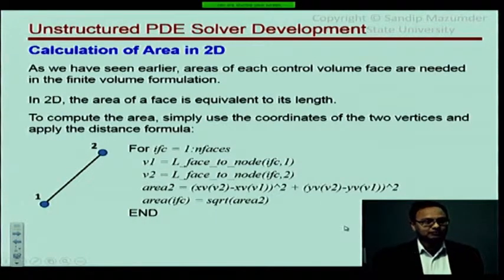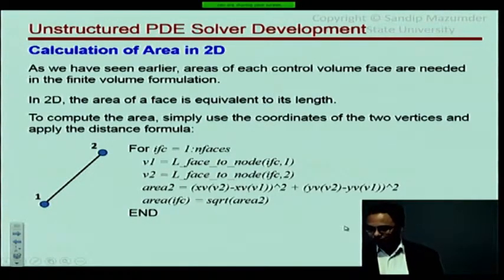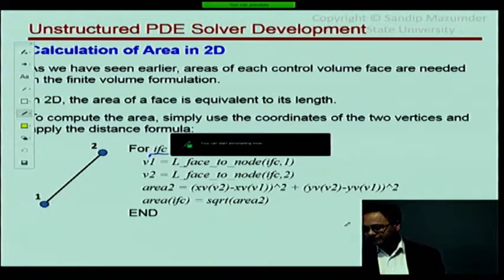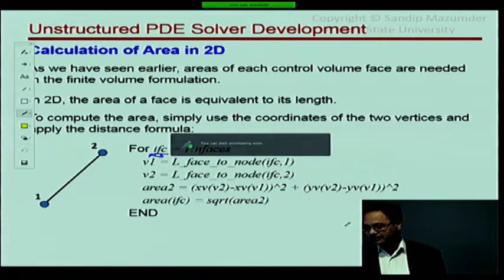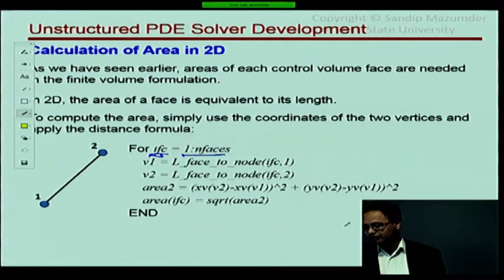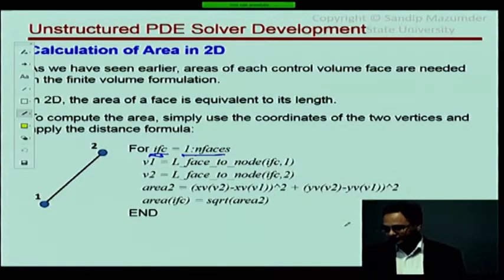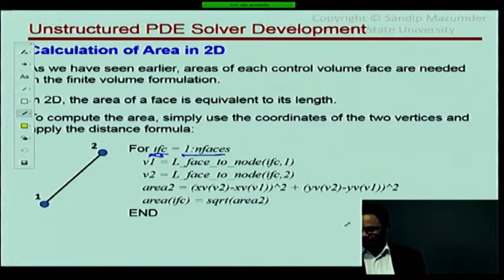domain. Okay, so what I'm going to do is I'm going to run a loop over all the faces. So this loop IFC, that's the index, runs from 1 to n faces, which is the total number of faces. For each face, then I'm getting what are the two vertices, V1 and V2. Okay, that comes from the connectivity information that I have already stored, which is the face to node connectivity. Okay, so I give it the face index and I ask it for vertex 1 and vertex 2.